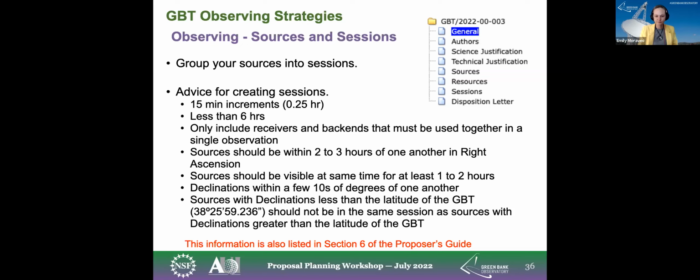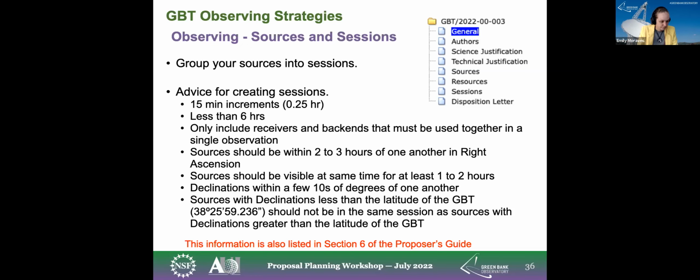We don't granulate any smaller than that. And you want your sessions to be less than 6 hours. Just for schedulability, it's easier to schedule if it's less than 6 hours. Only include receivers and backends that must be used together in a single observation. So when you have a session, just use the receivers and backends that go together. Don't try to combine different backends and receivers in one session.